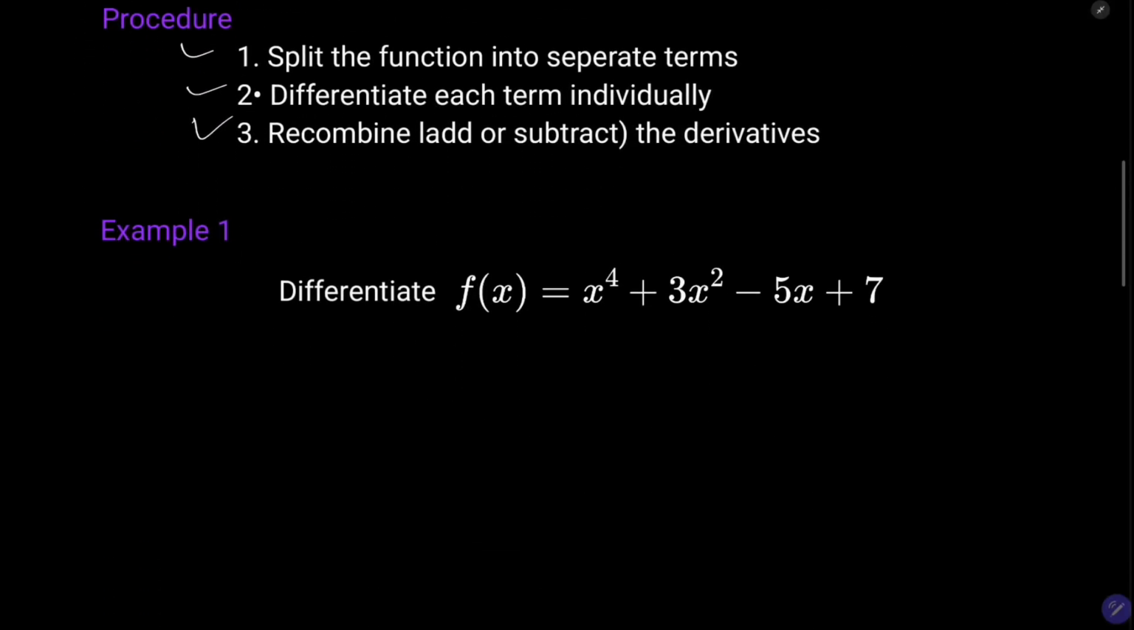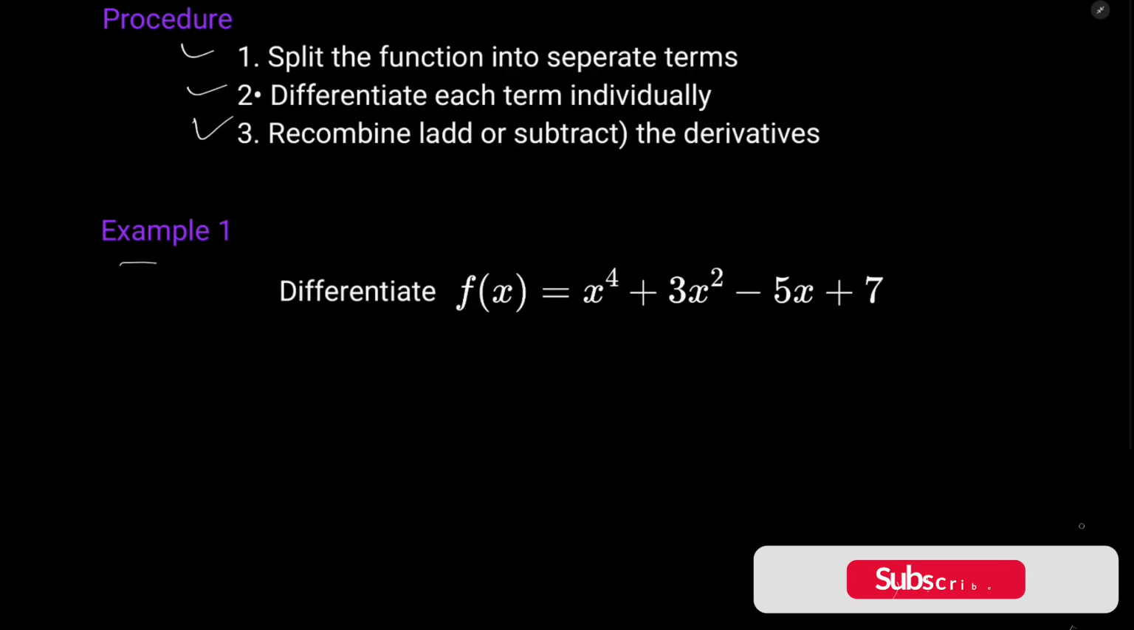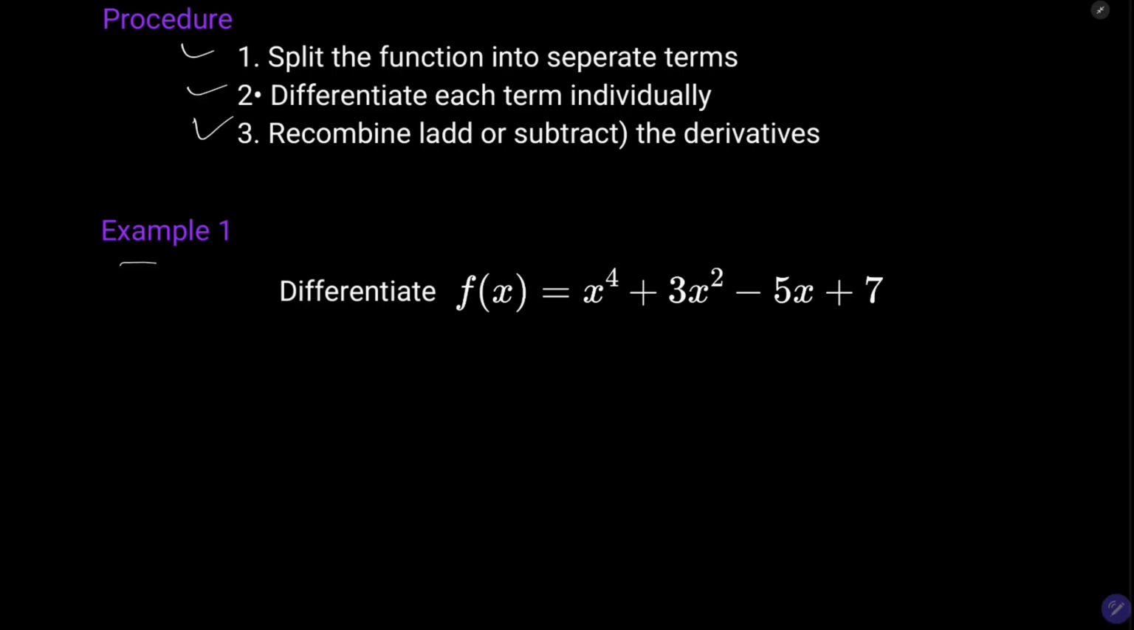So in order to put all of this into practice and make it more clear, we are going to use an example. So let's start with example 1. Differentiate f of x, which is equal to x to the 4 plus 3x squared minus 5x plus 7. In order to perform this differentiation, we are going to follow the procedure listed above.